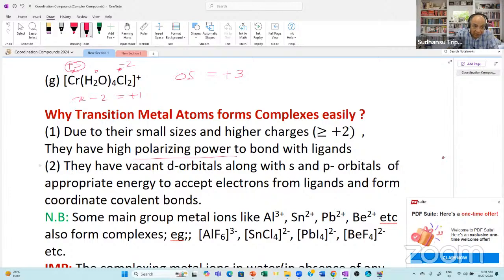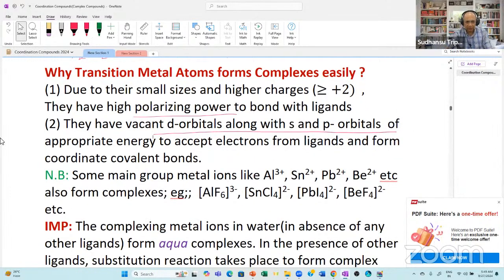The other important reason is that they have vacant d orbitals along with s and p orbitals of appropriate energy, because the metal ion is acting as a Lewis acid. It will simply make use of its vacant orbitals, not its electrons, to accept electrons from the ligands and form covalent bonds, coordinate covalent bonds or dative bonds.